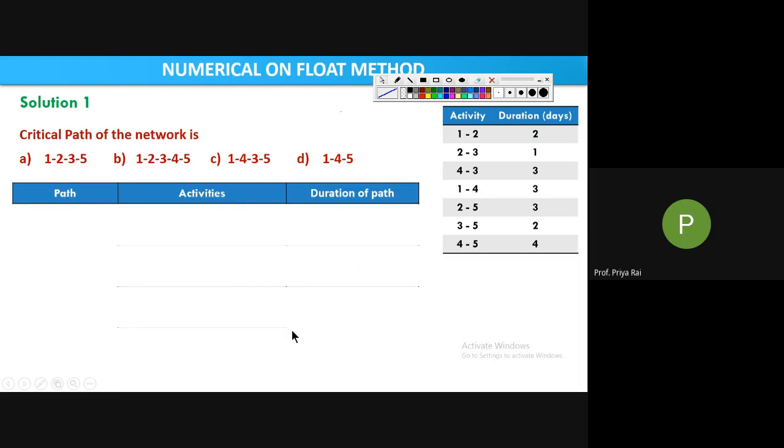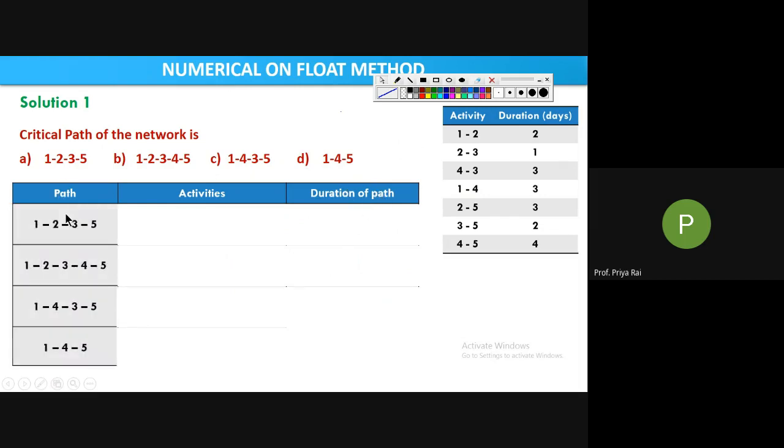You can draw a table like this: the path, then along this path the activities, then the durations of the activities. We will simply sum them up and get the total duration of the path. In the first path, the path given to you is 1 to 2, 3, 5. How many activities are there in this path? 4 activities, right? What are those activities? Ankush?